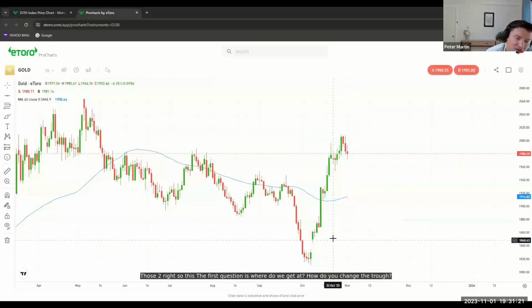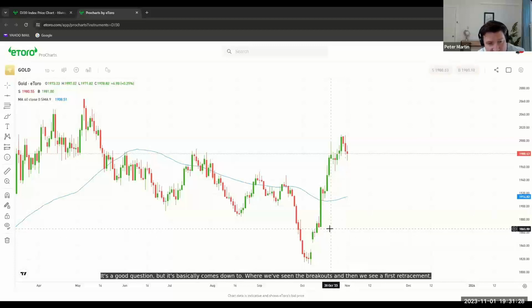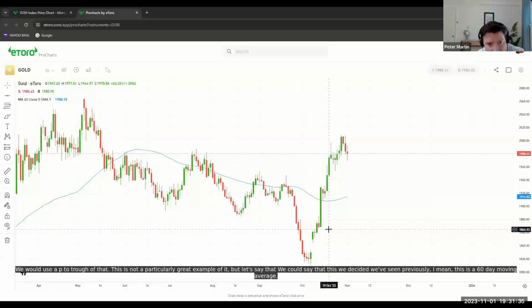There's two, right? So the first question is, where do we get at? How do you choose the trough? It's a good question, but it basically comes down to where we've seen the breakout and then we see a first retracement. We would use a peak to trough of that.